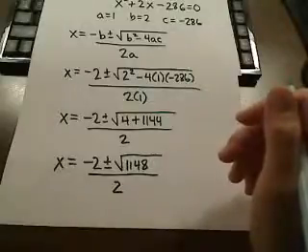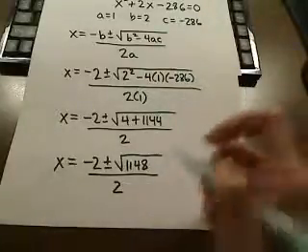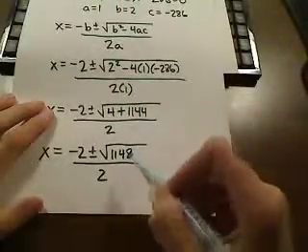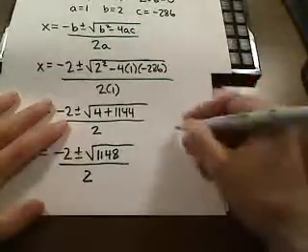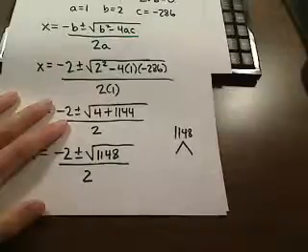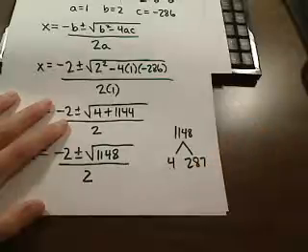Okay, now the person that asked this question asked about approximating the answers, so I'm going to actually do both. I'm going to show you how to leave this in the exact form and then how to approximate the answers. So the first thing is this 1148 looks to me like, well, it's definitely divisible by 2 because it's even, but let's look and see if it's divisible by 4, because 4 is a perfect square. And it is, so 4 and 287.